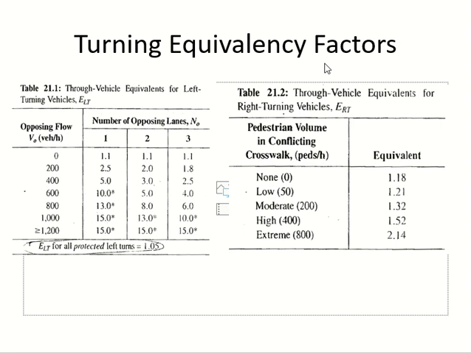Okay, which is for protected. So all these factors are for permitted movements. This one is for protected movement. This one is our case. This is our case. Okay. Protected means what? If the other signal is green, can I make the left turn? No, right? Because the other signal is green.